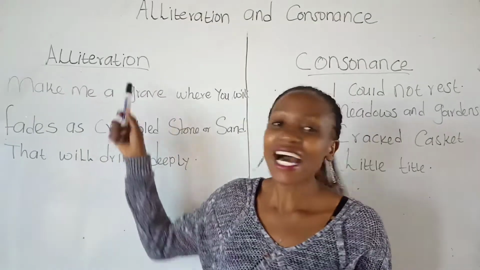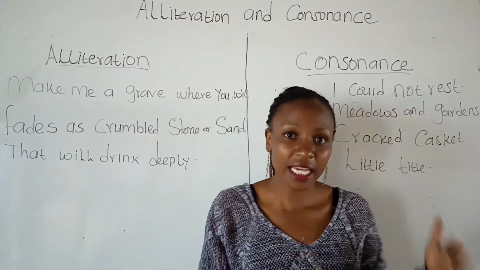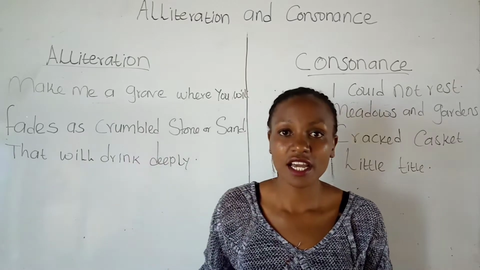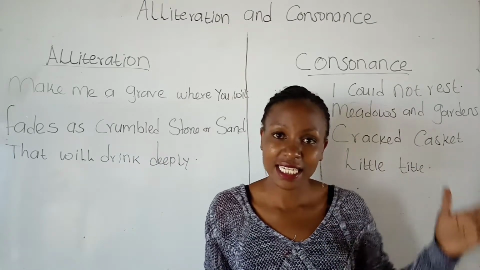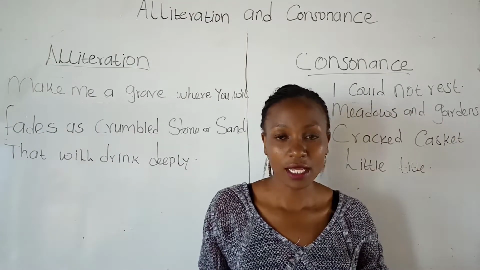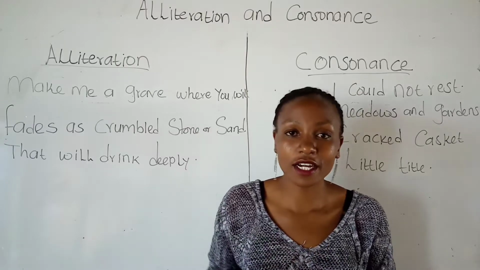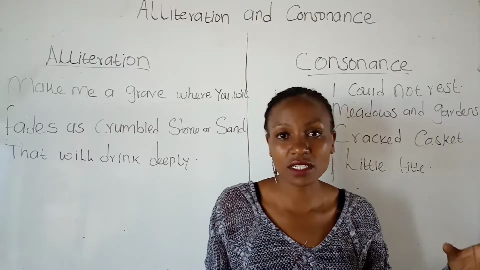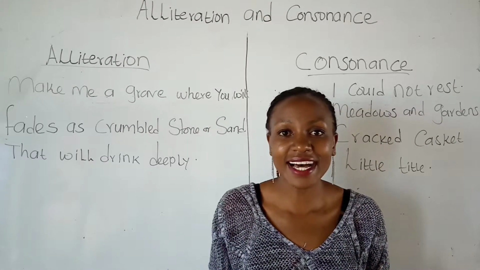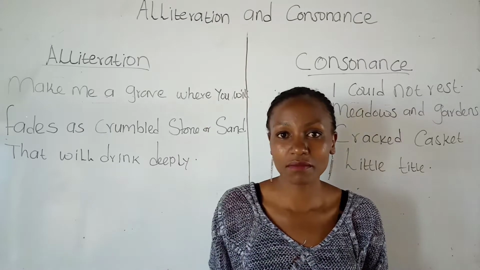So we're going to start with alliteration, and this is the repetition of similar initial consonant sounds in words that follow each other closely. So the consonant sounds have to be initial, and they have to be similar, and they have to follow each other closely. We don't focus on the letters but the sounds. So you have to pronounce the word and listen if it's producing the same sound at the beginning.